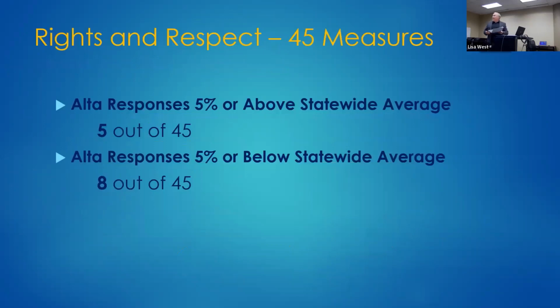Under the category of rights and respect, there were 45 different measures that were examined. Alta scored above 5% of the statewide average in 5 out of 45 of those. There were 8 out of 45 where there was potential for improvement.